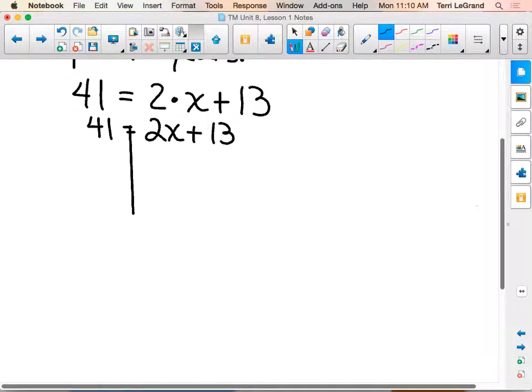So it's like we have all these algebra tiles on our desk. What are we going to do first? What needs to go first? Should we get rid of the 41? Should we get rid of the 2x? Should we get rid of the 13? Little hint. The x tiles want to be alone. They do not want anything on that side with them. Hayden? Yeah, we need to get rid of the 13.